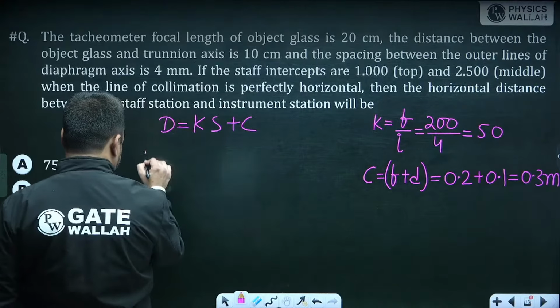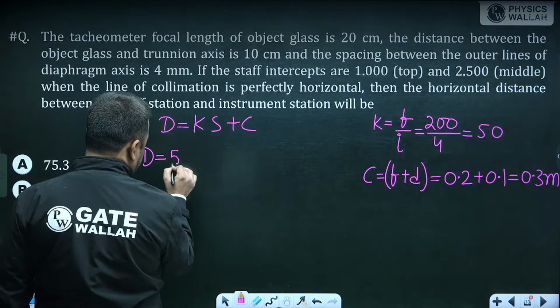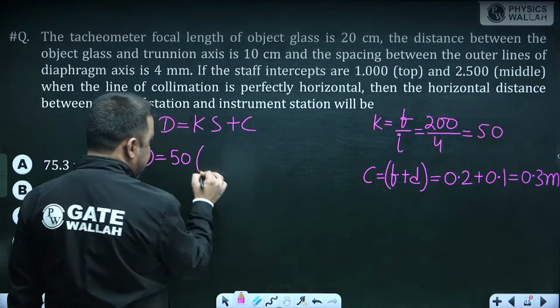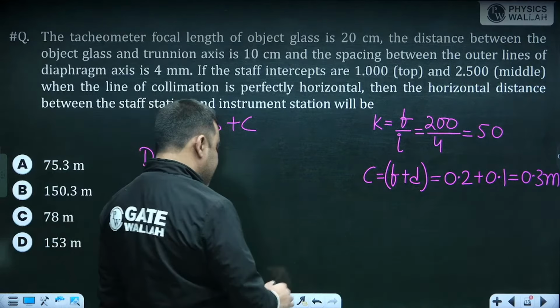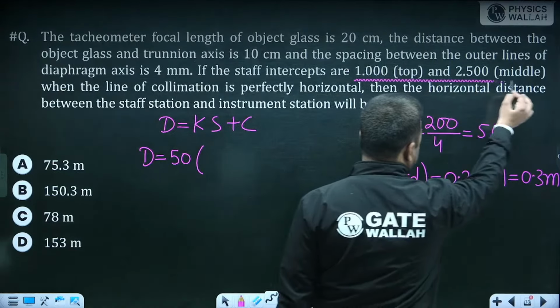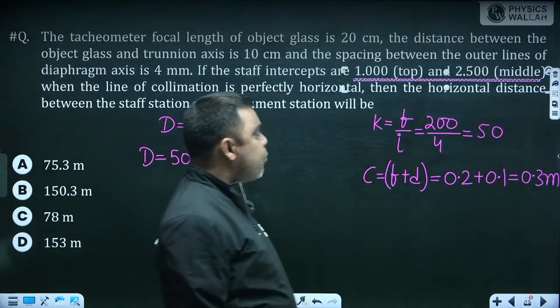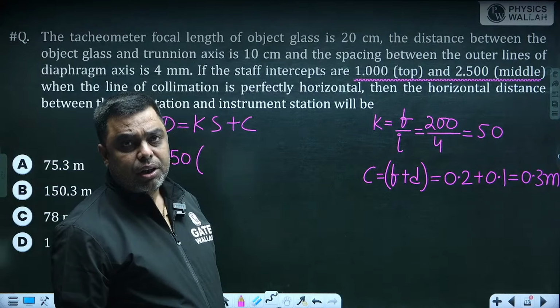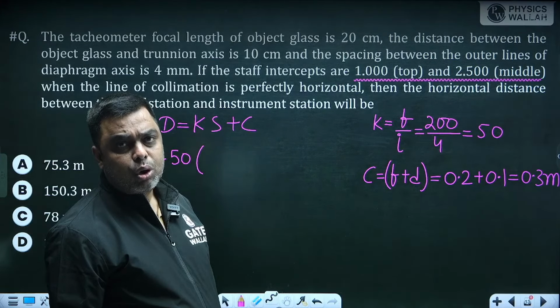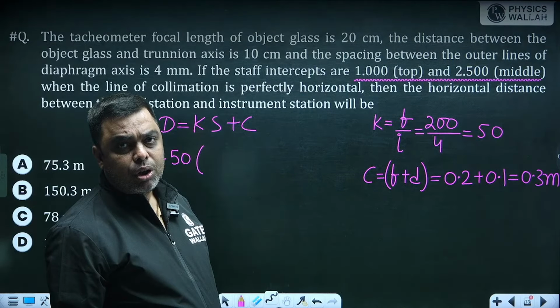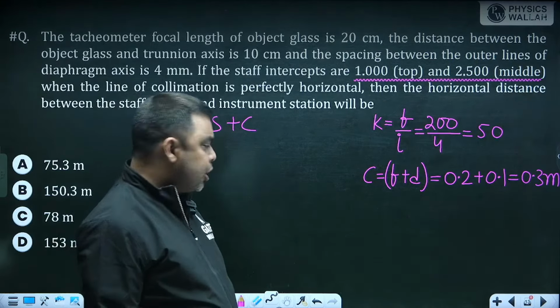D is 50 S plus C. How much will be S, guys? We have the top and middle crosshair readings only. We don't have the bottom one. So how to do it? It will be twice of it.